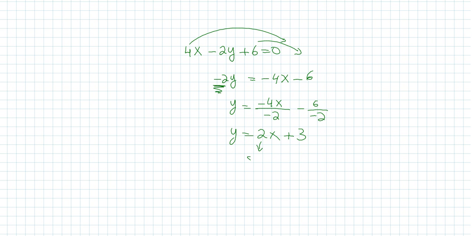In this case, I don't have a run. What would my run be? 1. Any whole number is over 1. But I don't write over 1 because it doesn't make any difference. But technically, this is 2 over 1, right? So that means I'm rising how much? 2. And I'm running 1. So up 2 and then 1 to the right.